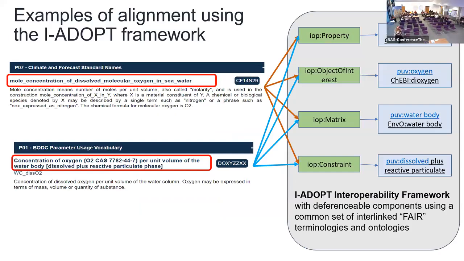So this is just an example of an alignment that we did very early on. I must say this presentation is based on a patchwork from multiple presentations I've done in the past, and colleagues of mine have done in the past. So it's work in progress. Some of those are no longer valid, but it's just to show you the kind of approach that we've taken. On the left of the slide, you've got two terms, one from P07, which is the climate and forecast standard names in the NERC vocab server. And you've got the P01, which is the BODC parameter usage vocabulary in the NERC vocab server as well.